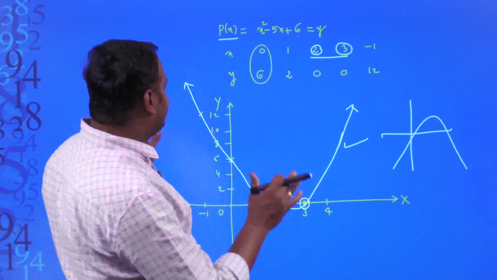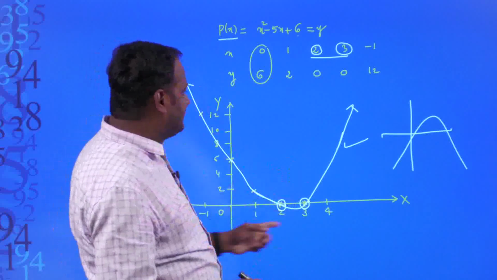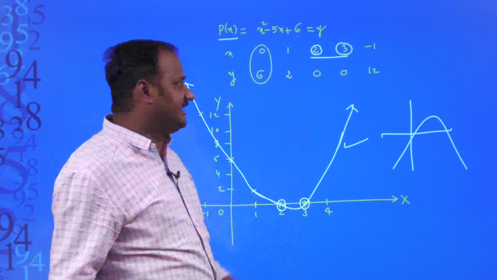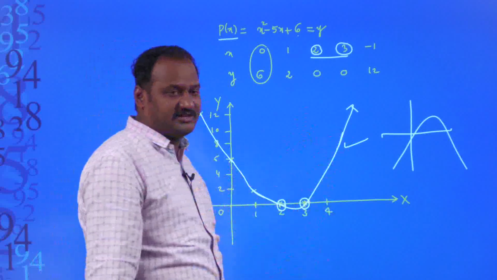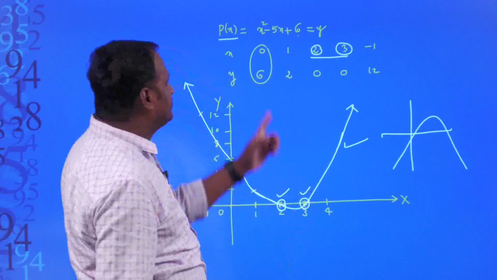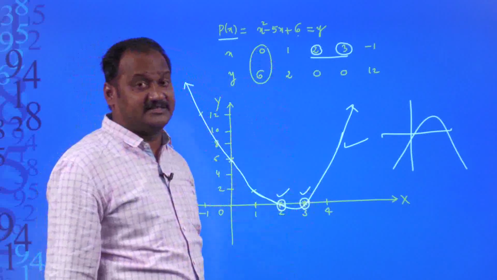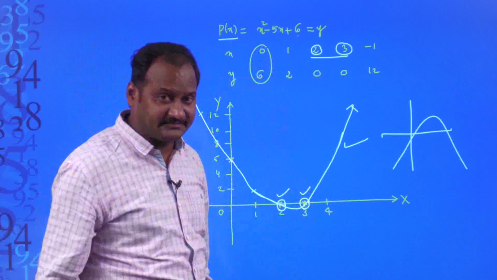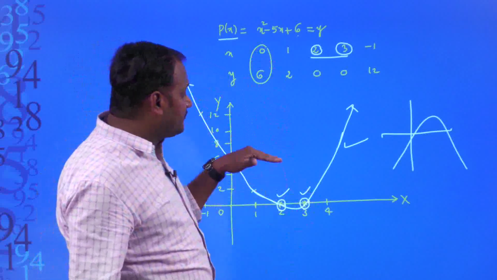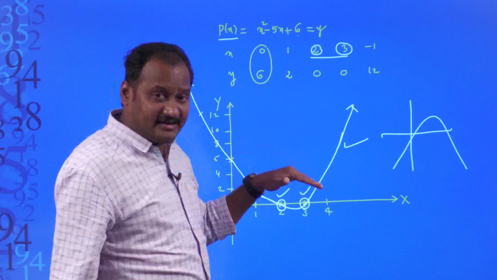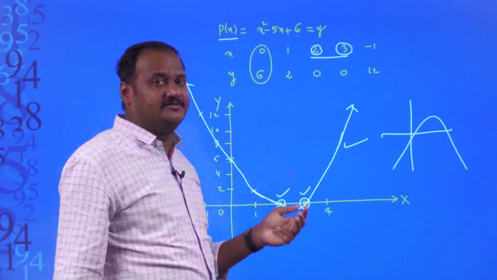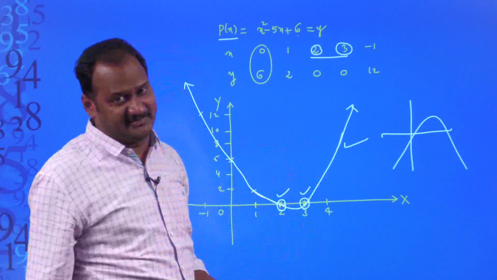So, I can understand one thing from this curve. This curve is intersecting x axis at two distinct points. So, I can easily say that this polynomial has two zeros, and from this graph I can identify that 2 and 3 are two zeros of the polynomial x square minus 5x plus 6. Right. So, at what values of x on x axis the curve intersects, those values of x are said to be zeros of the polynomial.